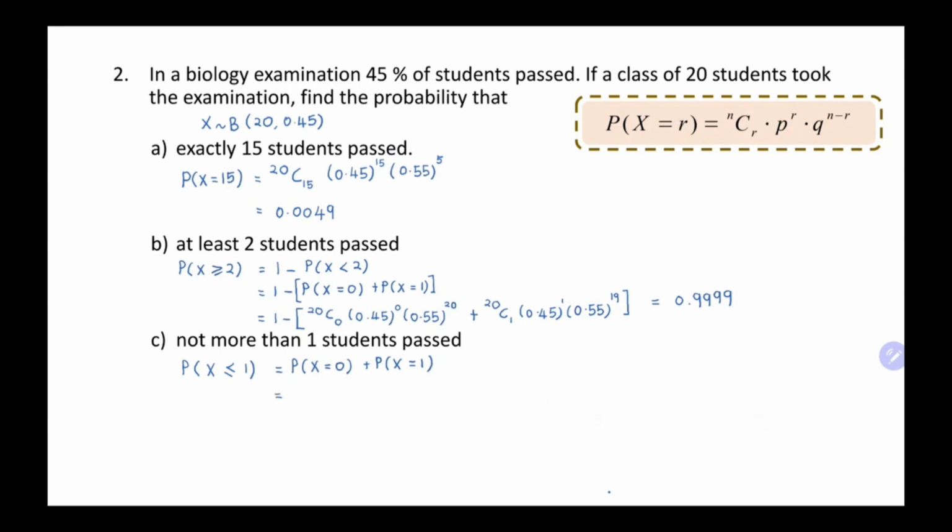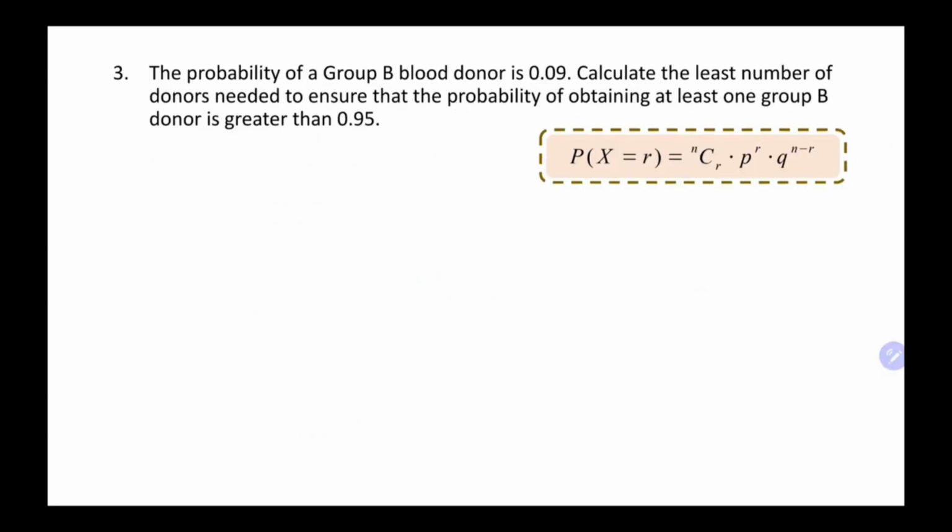1 termasuk sebab dia ada equal sign. Then we substitute formula NCR, so 20C0, 0.45 power of 0, 0.55 power of 20, plus 20C1, 0.45 power of 1 and 0.55 power of 19. We get answer equals to 0.0001. We go to the next question, number 3.